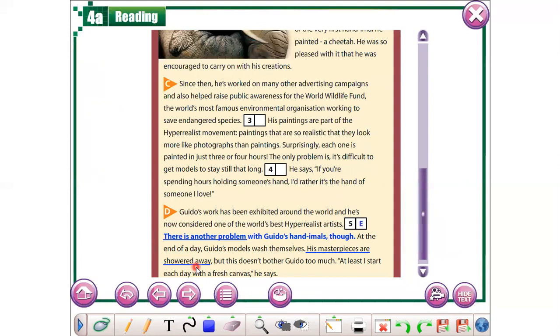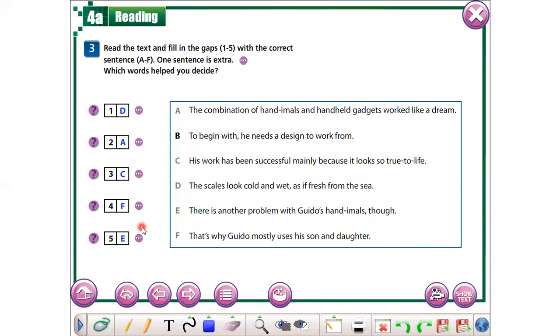So please check your answers. So we can continue with section 4.